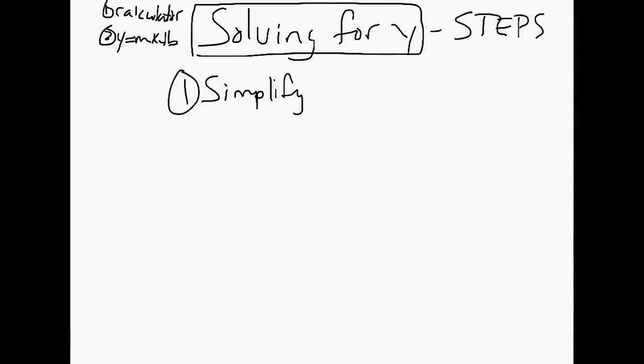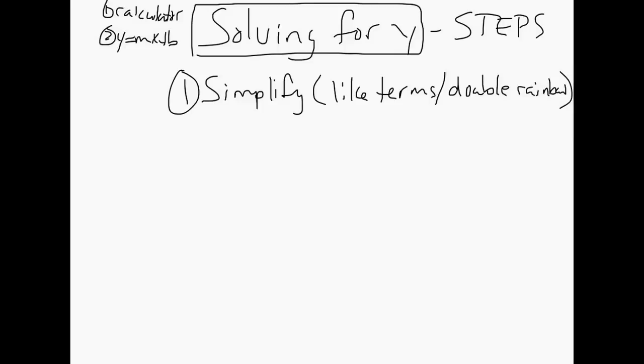Some quick steps to help us with solving for y. Number 1 is we always have to simplify. And by simplify, we just mean take care of your like terms and take care of your double rainbow. Okay, so if you see any parentheses or any multiple x's or multiple y's, you got to take care of those first.